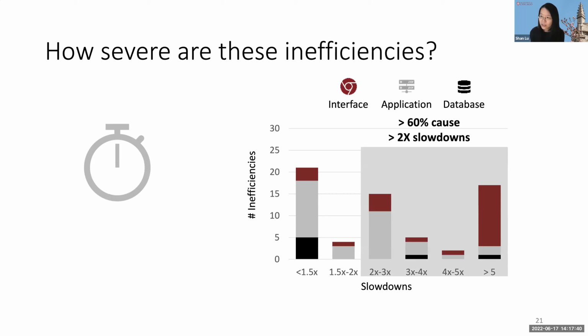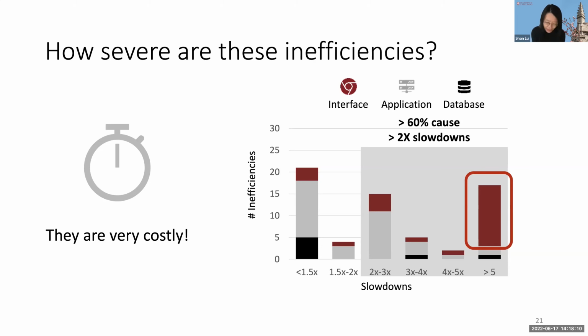The slowdown here is not just about one query where I did an optimization. No, this is an end-to-end page loading time. It includes networking time, the web browser, the client-side rendering time, everything included. So we can see that more than 60% of the cases lead to more than two times slowdown for this end-to-end page loading time. So it's very severe.